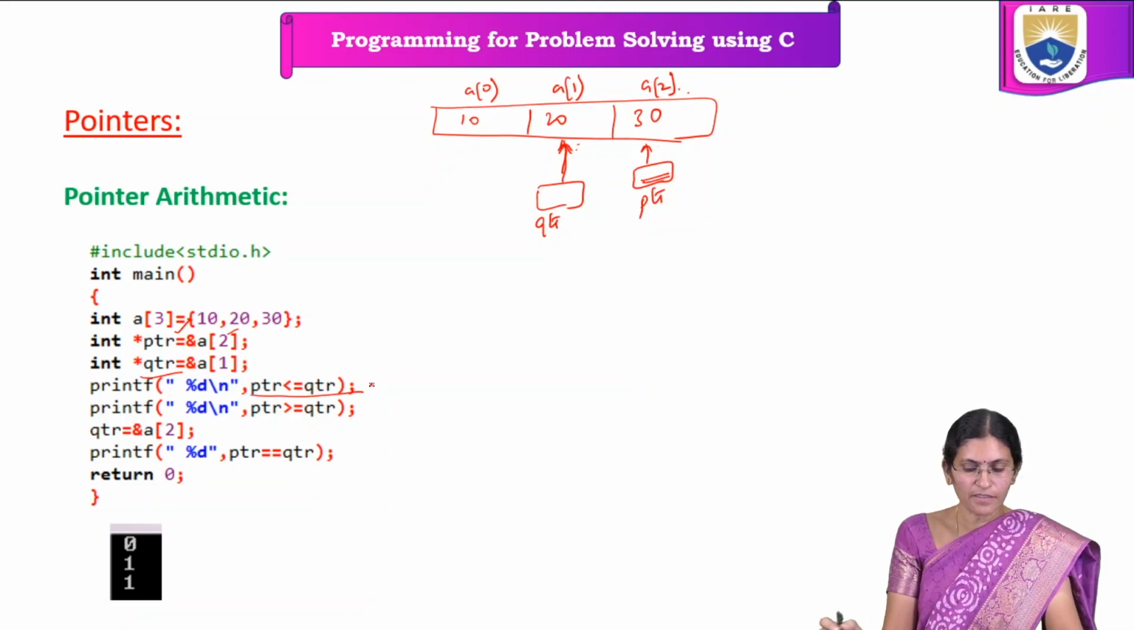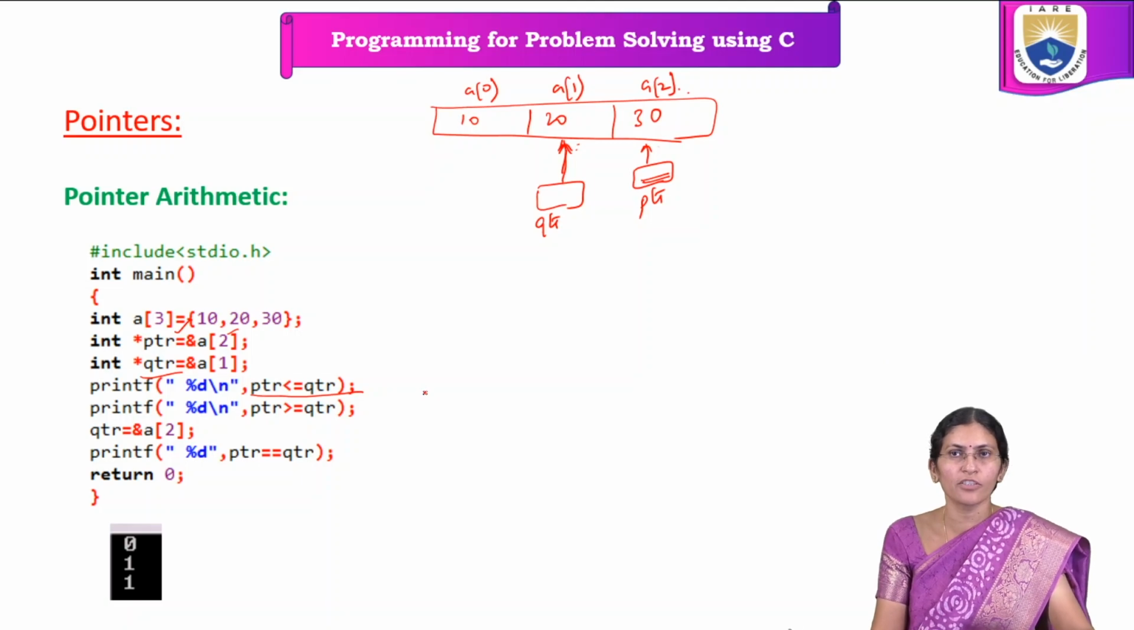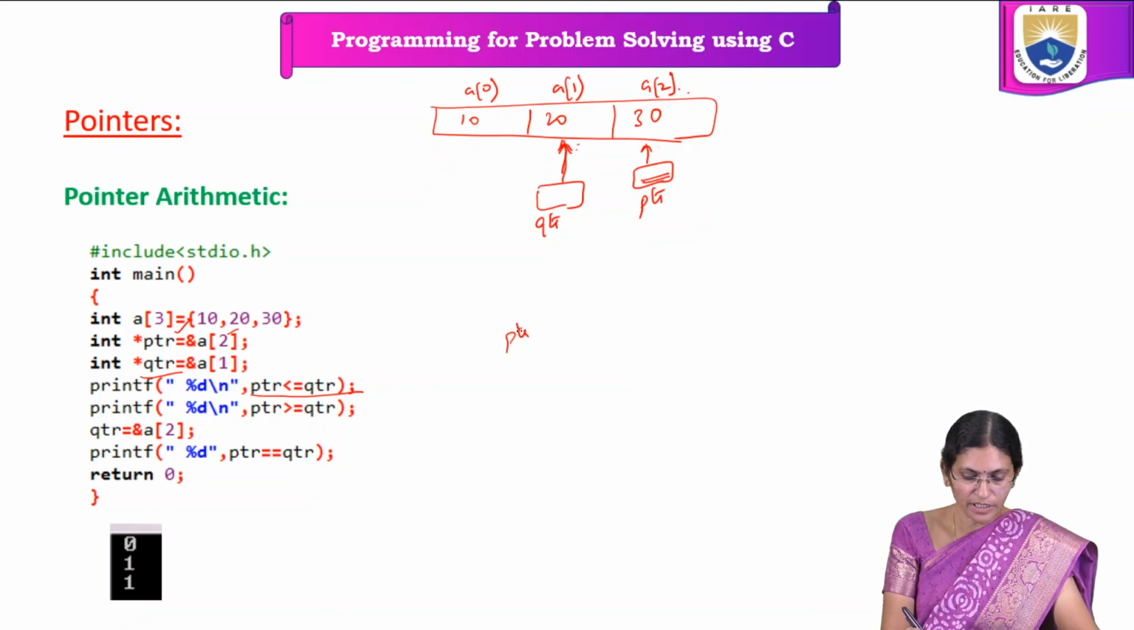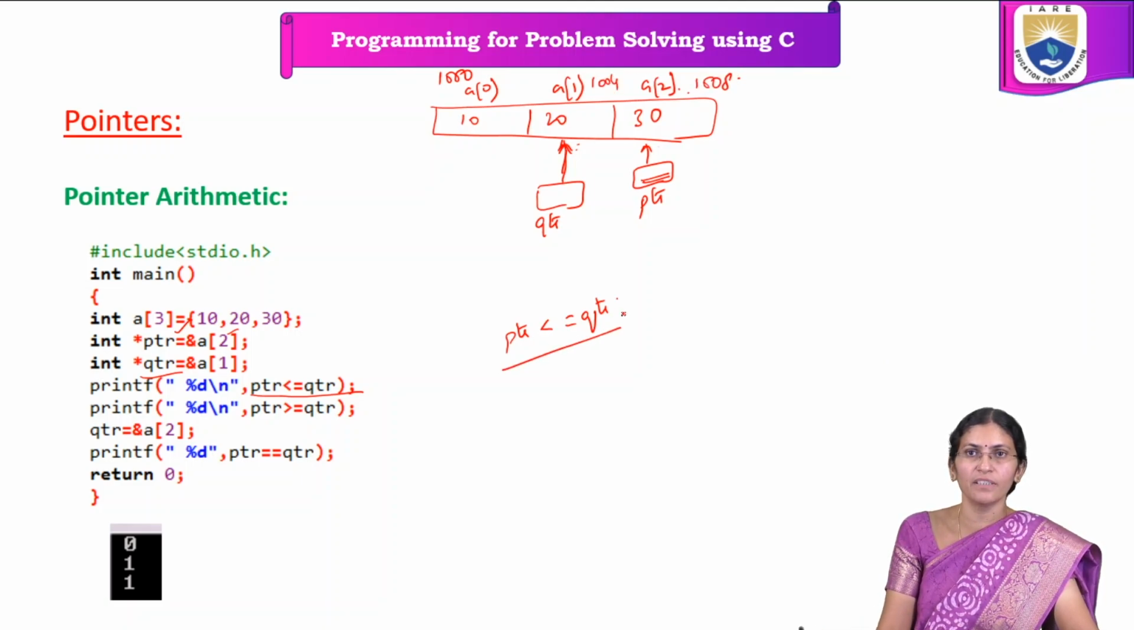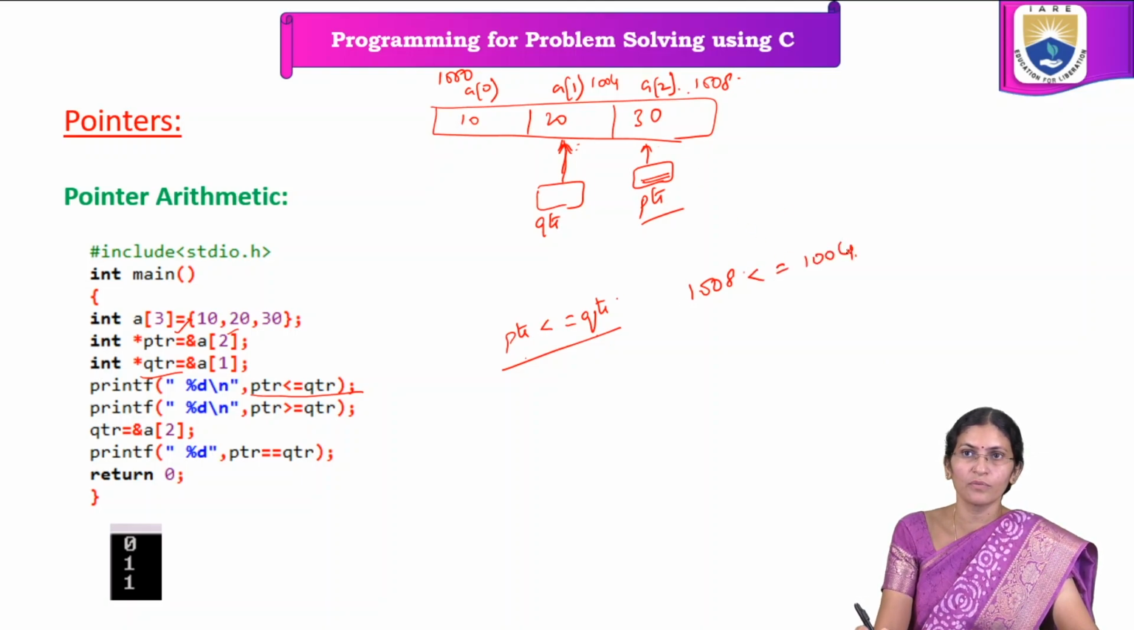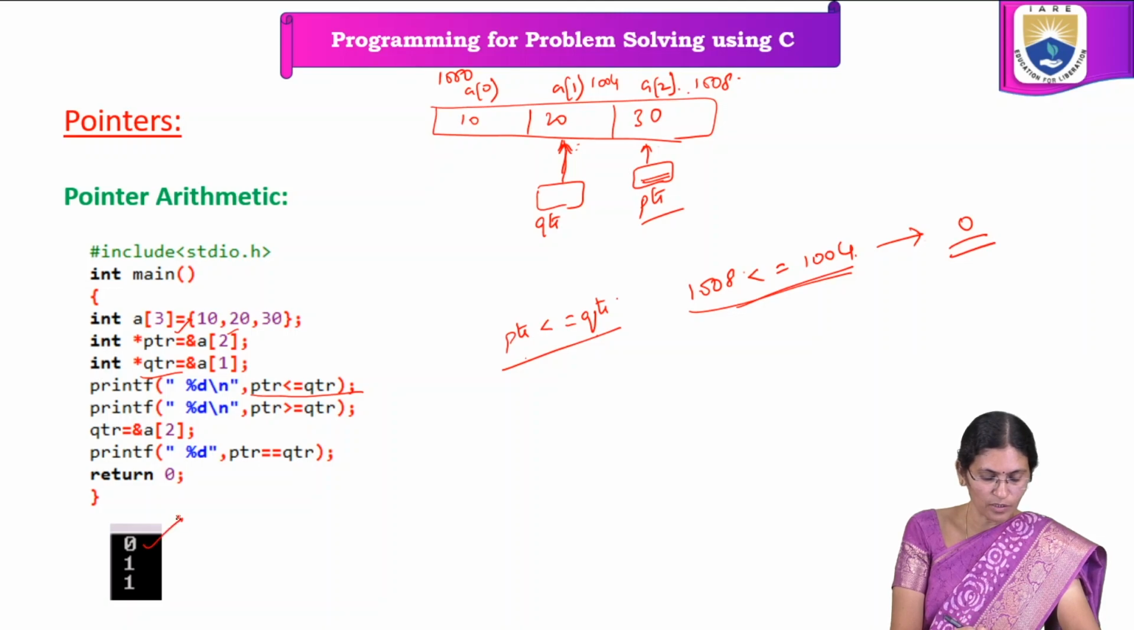If we write this statement, we can also use relational operators here. If we write ptr <= qtr, naturally, if this address is 1000, this address will be 1004, and this will be 1008. With this statement, ptr <= qtr, the ptr address is 1008, and it is less than or equal to 1004. This is false, so the output of this will be 0.